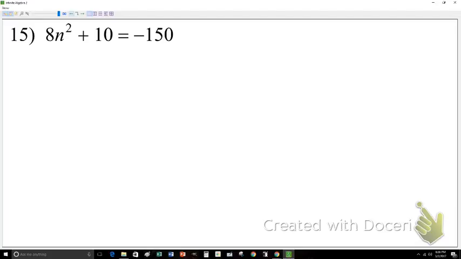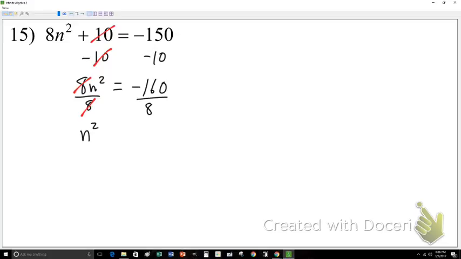So let's go ahead and get n squared all by itself. So we'll subtract 10 on both sides. We have 8n squared is equal to negative 160. We then can go ahead and get rid of the 8 on both sides. We'll just divide by 8. It cancels out the 8 on the left. And so we're left with just 1n squared is equal to, now negative 160 divided by 8, that's just negative 20.